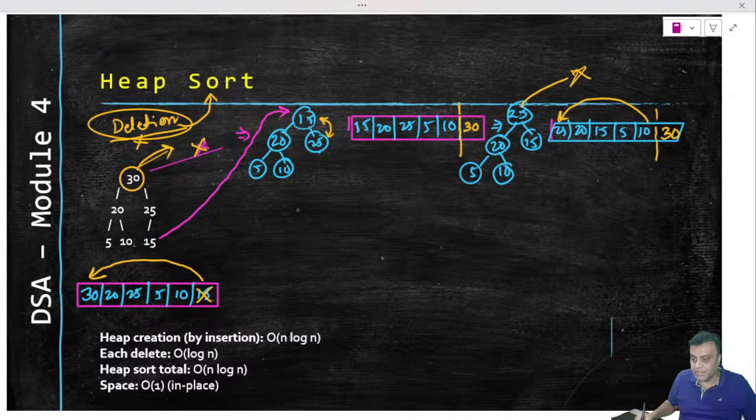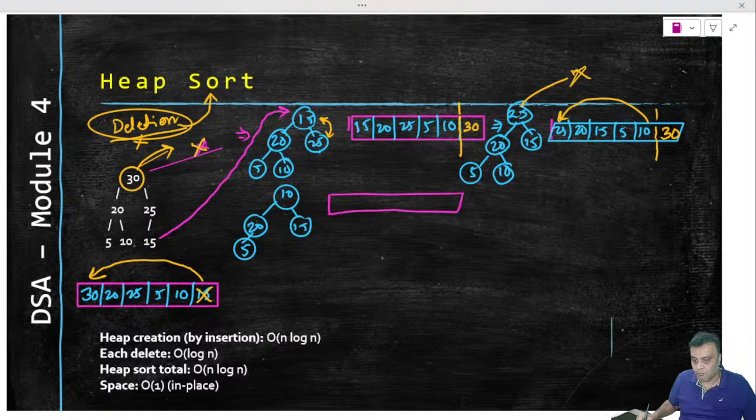So the tree will actually look like this: 10 will come here at the top. Then underneath of 10 we will have 20, then we will have 15, then we will have 5. And our array will look like this, which will have 10 here, 20 here, 15 here, 5 here, and then the array gets completed because all the nodes are taken.